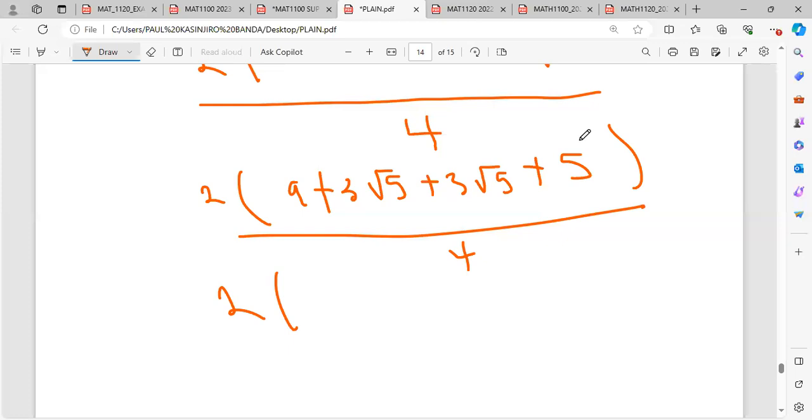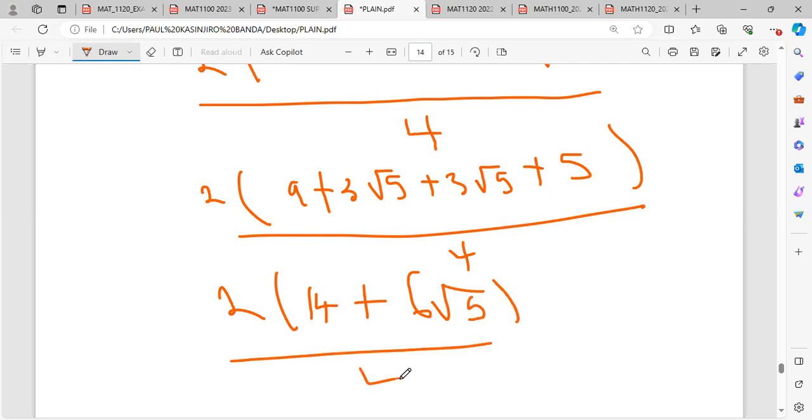So 9 plus the 5 is 14. Then this 3 root of 5, 3 root of 5, just be what? 6, eh? Yeah, 6 root of 5, then over 4.